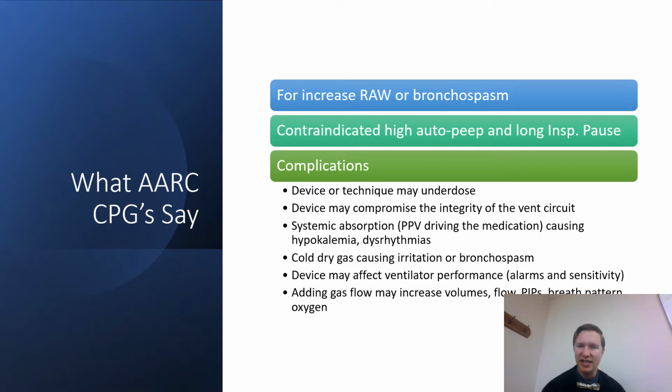What about the AARC, the American Association for Respiratory Care? What do their clinical practice guidelines have to say about this? Well, they say for an increase in airway resistance or bronchospasm, you should consider nebulizing or giving a bronchodilator of some sort. It is considered contraindicated in high auto-PEEP or long inspiratory pause situations because you could be adding more flow or more pressure to that patient, which could cause detrimental cardiovascular side effects or pulmonary side effects such as barotrauma or volutrauma. So that's what they're looking at for that.